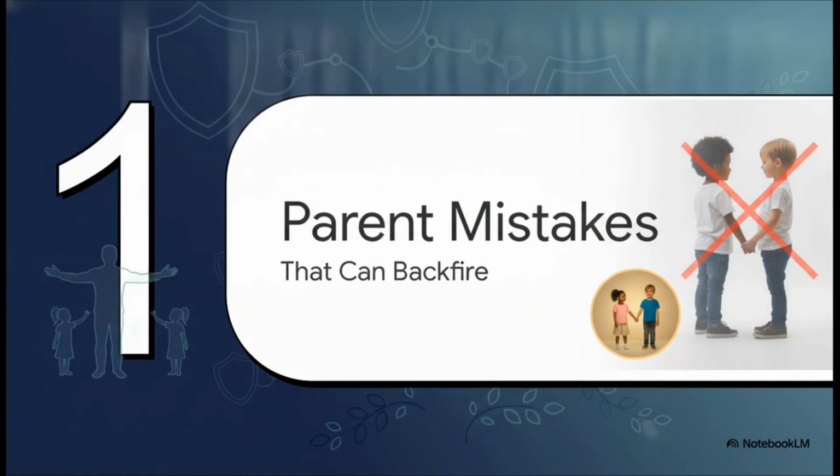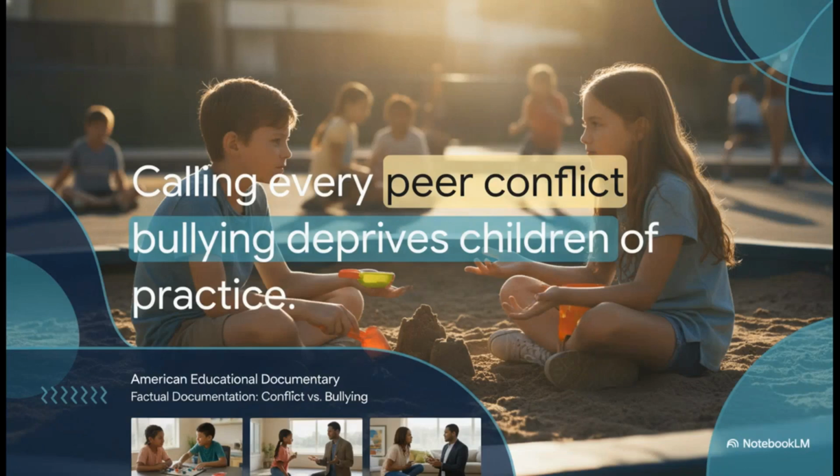Which brings us to part 1, common parent mistakes that actually backfire. Let's look at some traps we all fall into with the best of intentions. Trap number 1 is calling every single conflict bullying. Look, when your kid tells you she wouldn't invite me to the party, it is entirely natural to reach for the biggest, strongest word available, because they're in pain and you want to validate that. But if we label every social disappointment as bullying, we're actually doing them a disservice. We accidentally deprive them of practice. Kids literally need to navigate ordinary disagreements so they can learn how to negotiate, handle frustration, and set healthy boundaries.